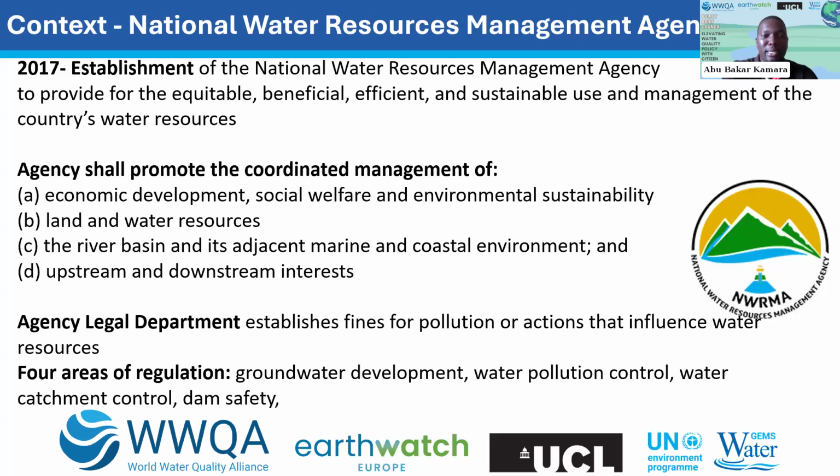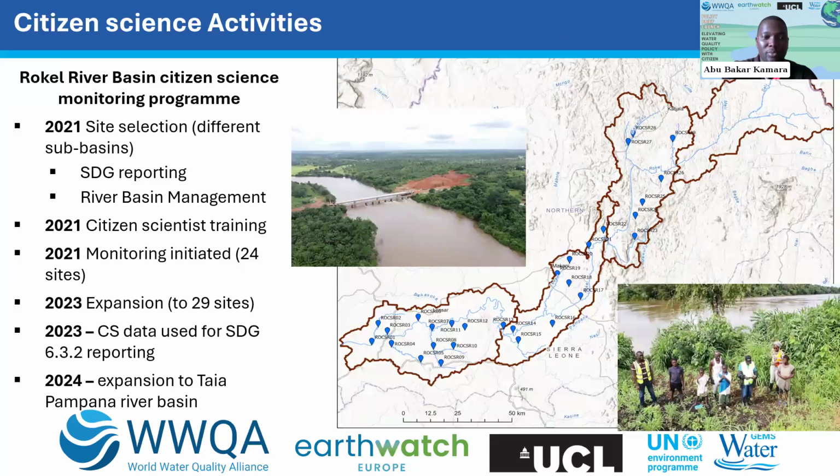upstream and downstream interests. So the agency has established a legal department which levies fines for pollution or actions that obstruct water resources. It has developed 4 areas of regulations, which include groundwater development, water pollution and control, water catchment and control, as well as dam safety regulations.